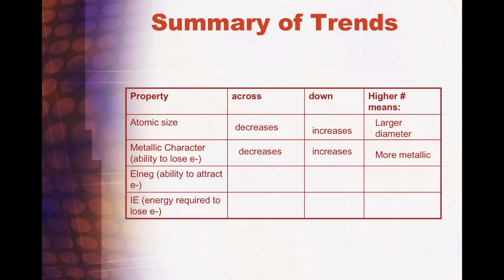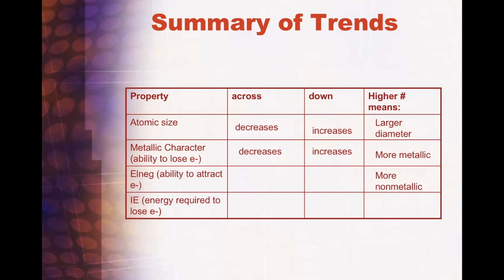Now, going down the table, metallic character tends to increase because the electrons, the valence electrons, are further from the nucleus. They're in a further out shell, and it's easier for them to be stripped away from the nucleus.